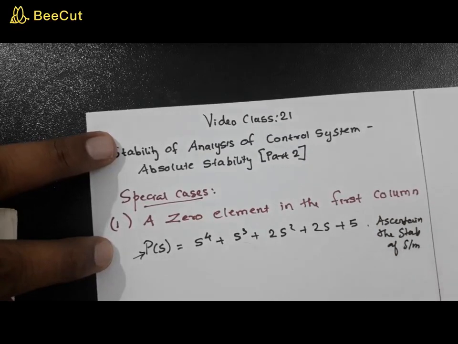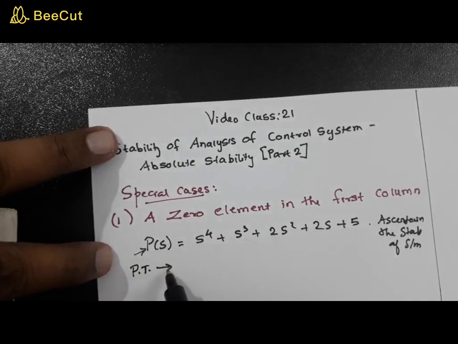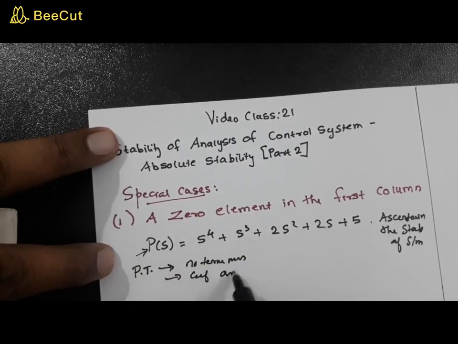Okay, our primary or preliminary test suggests that no terms are missing, right? No terms missing, and all the coefficients are positive, and this again proves that the converse is not true, because it satisfies these two conditions.